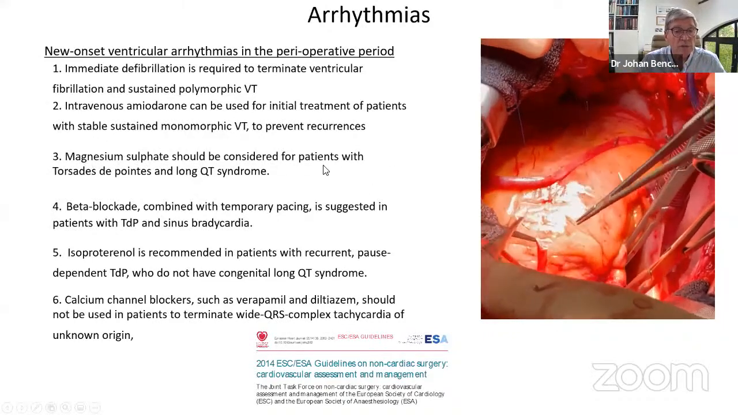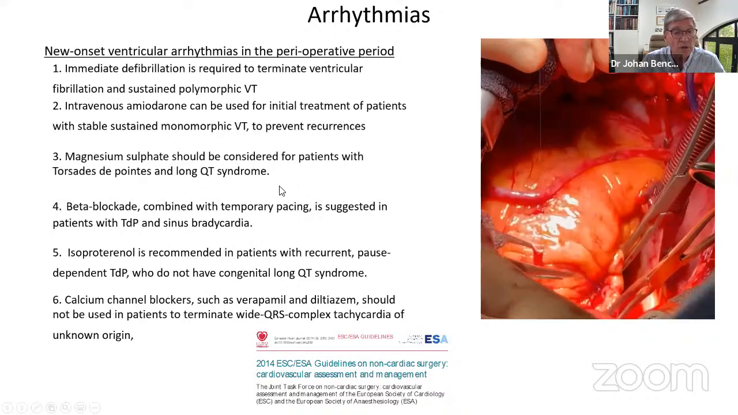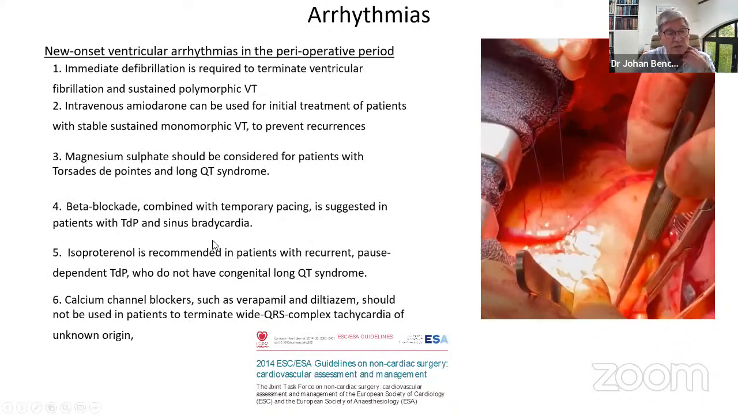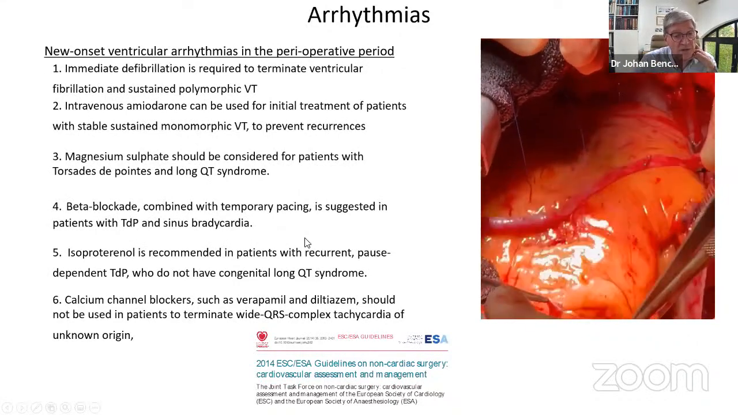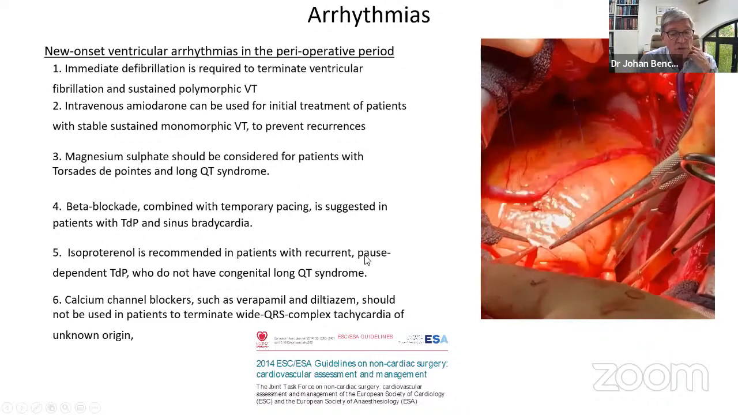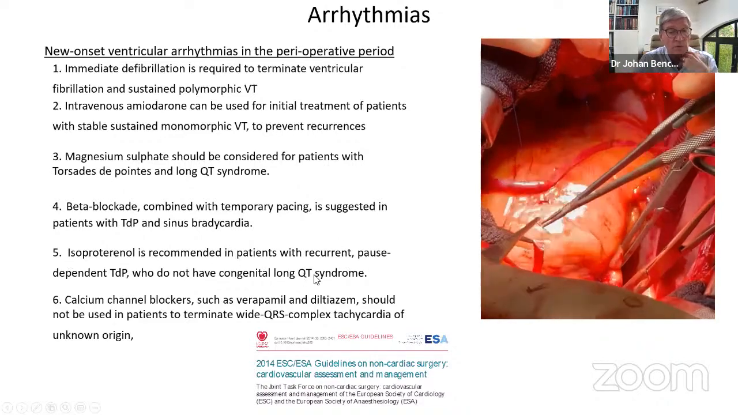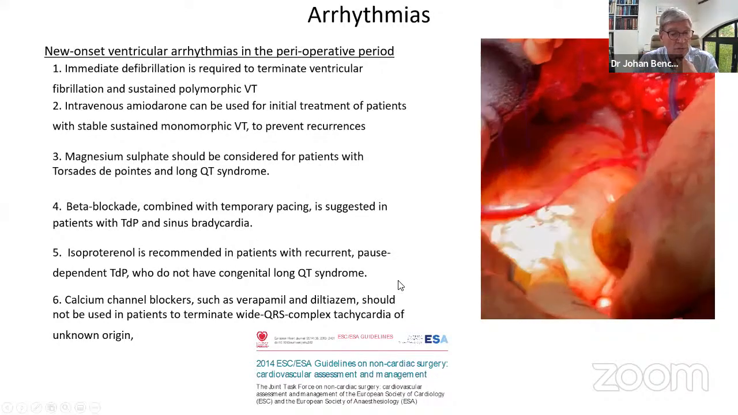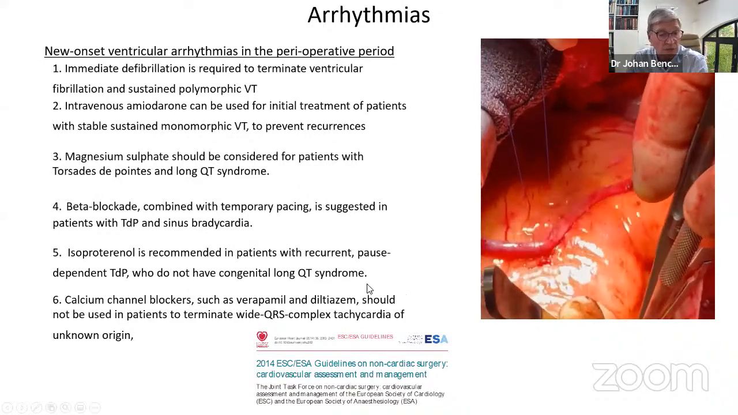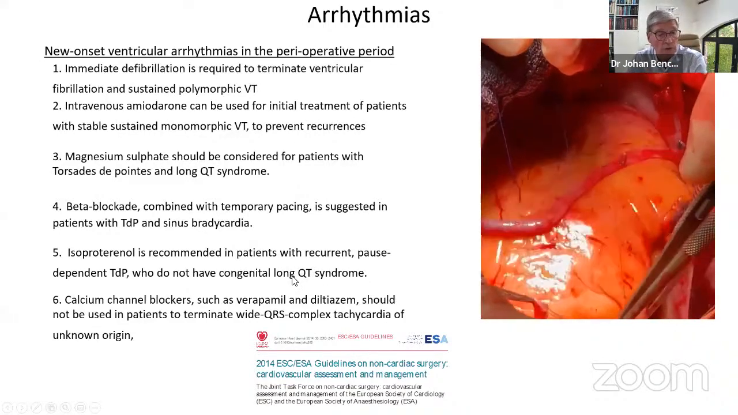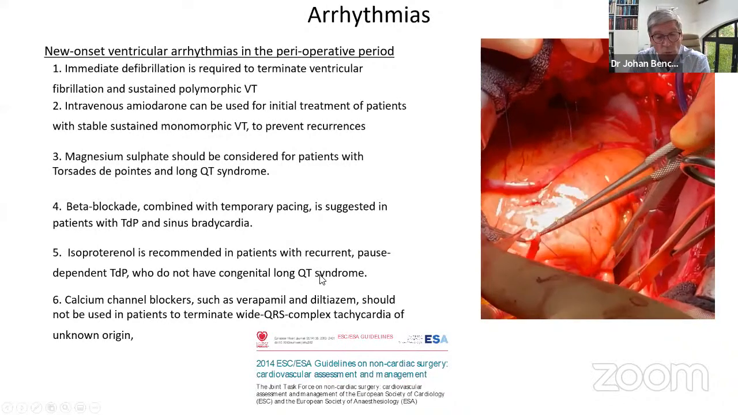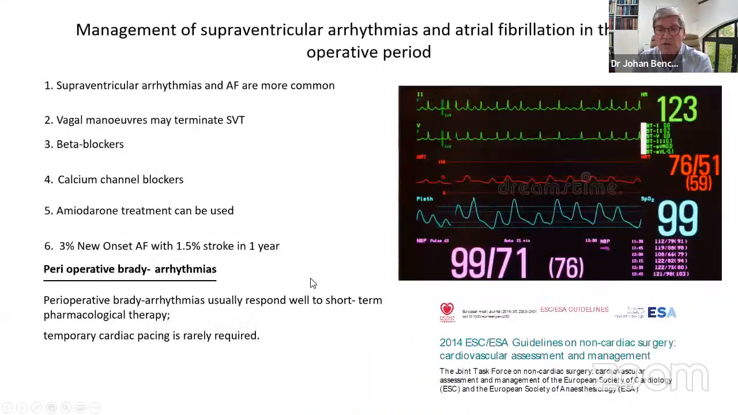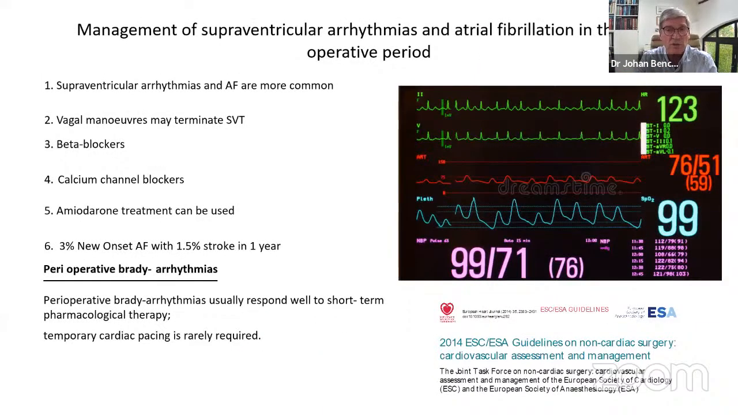Magnesium sulfate can be considered with Torsades de Pointes and long QT syndromes. You can use beta blockers in combination with magnesium sulfate for Torsades and sinus bradycardia. And you can speed the heart up with isoproterenol if you want to, for pause-dependent Torsades or long QT syndromes. You can also use calcium channel blockers should patients have a wide complex tachycardia of unknown origin. So you treat everything as you go along, as quickly and as early as possible.